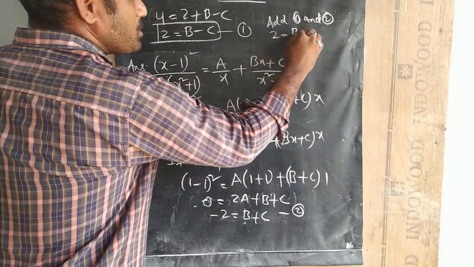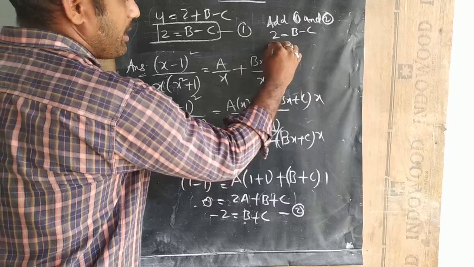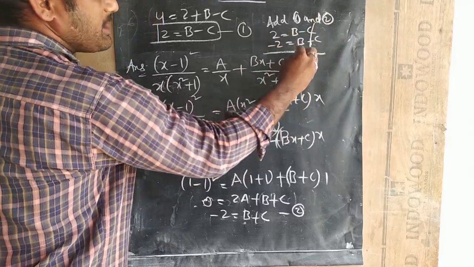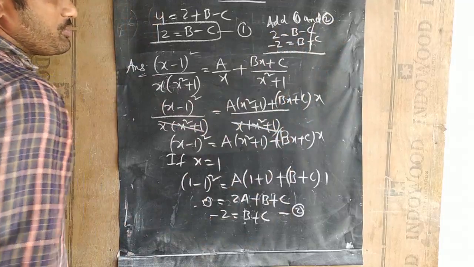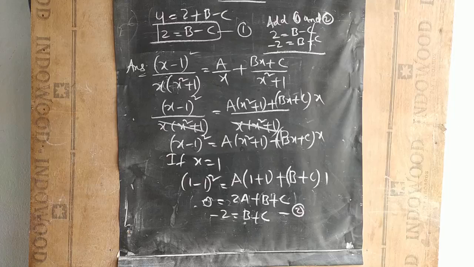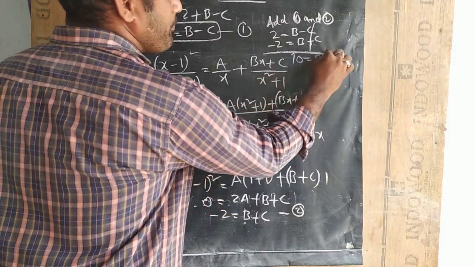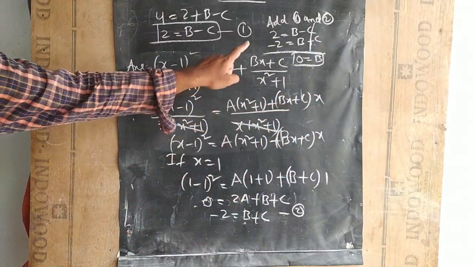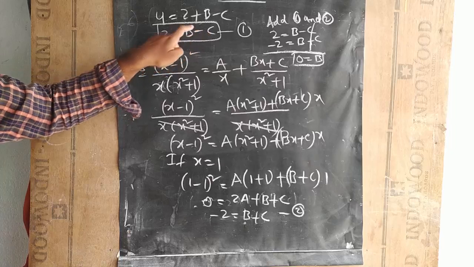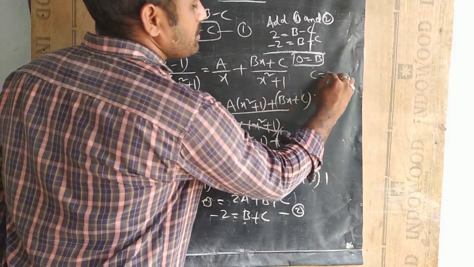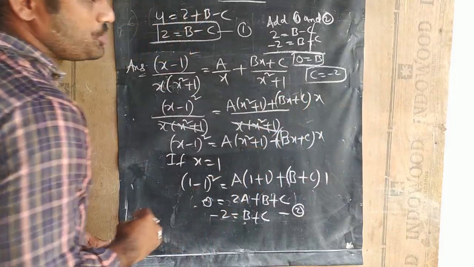2 is equal to b minus c. Minus 2 is equal to b plus c. If you add, c gets cancelled. So minus 2 plus 2 will also get cancelled. So 0. The b value will be 0. If the b value is 0, then the c value will be minus 2. The c value is minus 2.